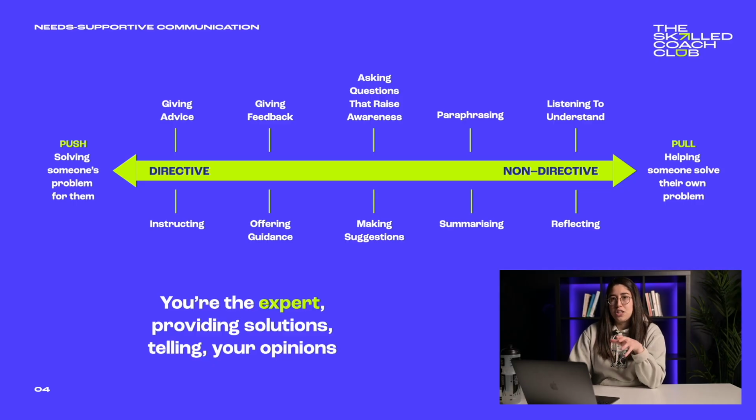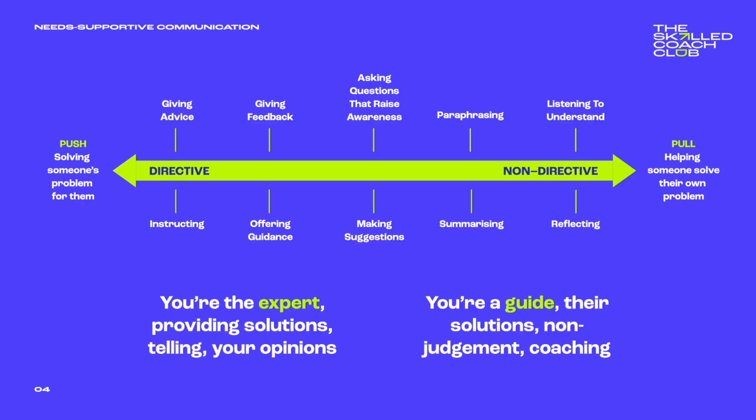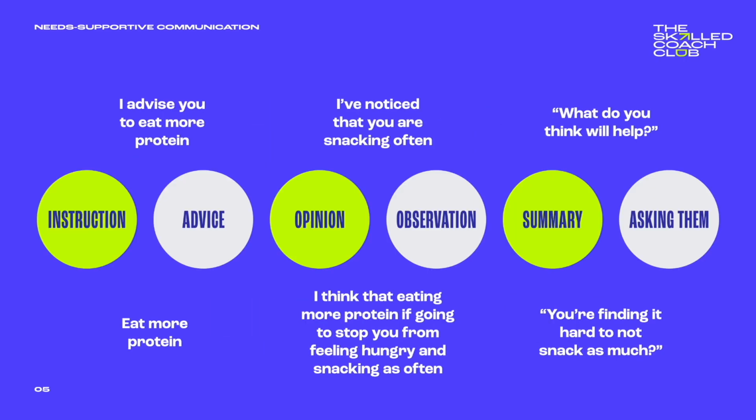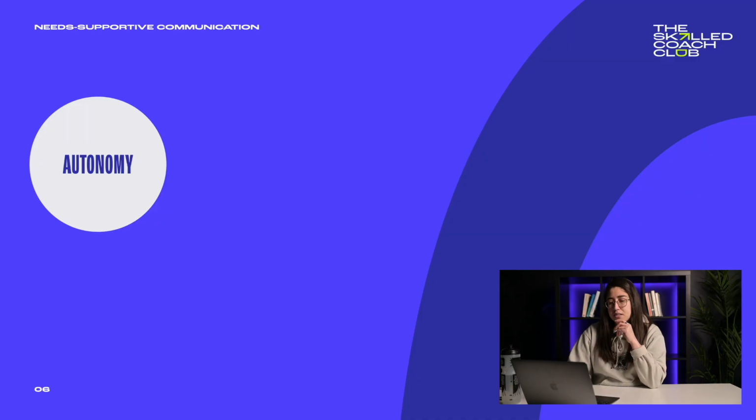And it goes back to that session we did before, which is that if we're being more directive, we see ourselves as the expert, whereas if we're being non-directive, we see ourselves more as a guide. And then here's that example there that you can press pause and have a look at, but the different ways that you can say the same thing in a directive way and a less directive way. So as we go more to the right, that's going to be more need supportive. Let's get into the specifics.